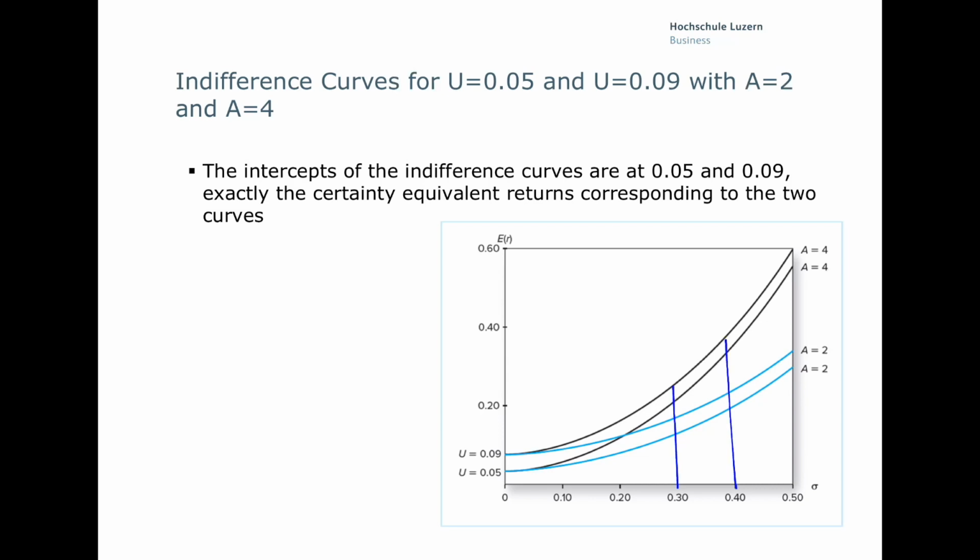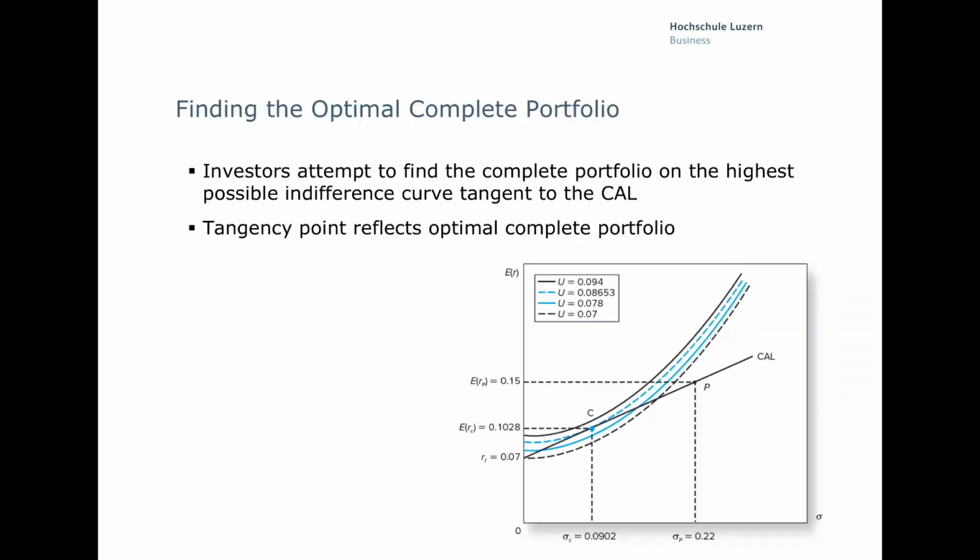The graph also demonstrates that more risk-averse investors are on the steeper indifference curves compared to less risk-averse investors, who are on the flatter curves. Steeper curves mean that investors require a greater increase in expected return to compensate for an increase in portfolio risk.